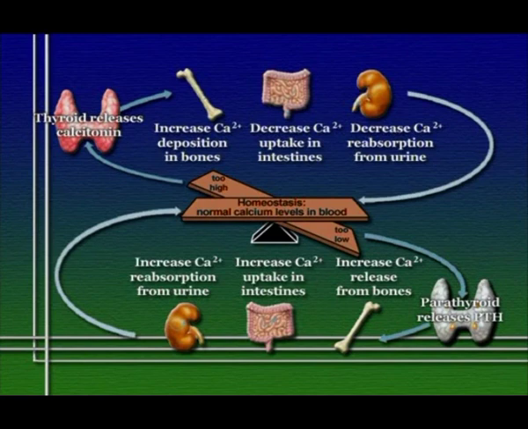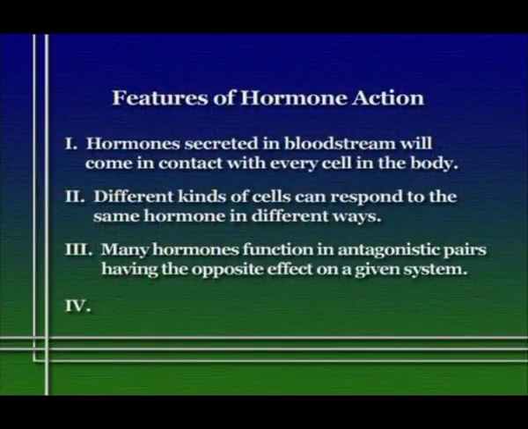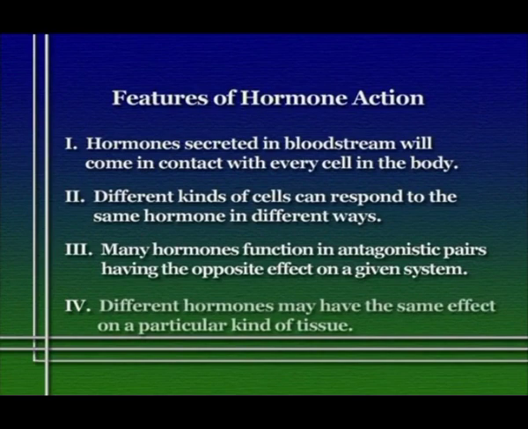A system that depends on the ratio of one hormone to another can be made to regulate that system much more precisely when the absolute concentrations of the hormones is very low, which is usually the case, as compared to a system that depends on just one regulatory mechanism. Now, a fourth general feature that's characteristic of hormone action is that different hormones may have the same effect on a particular kind of tissue.